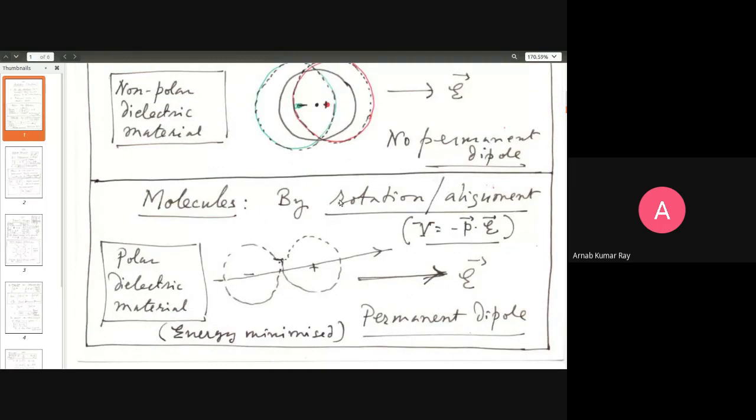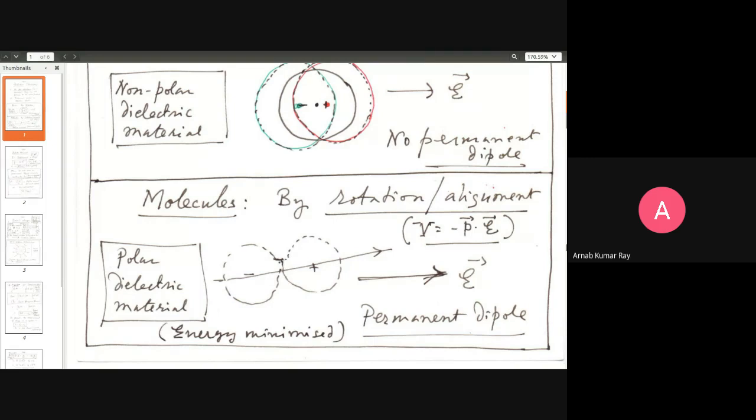Water, for instance. In water molecules, H2O molecules, they have an H plus, an O minus, and an H plus. So it's shaped somewhat like a V. The two ends of the arms of the V are the positions of the H plus ions, and the vertex of the V is the position of the O minus ion.